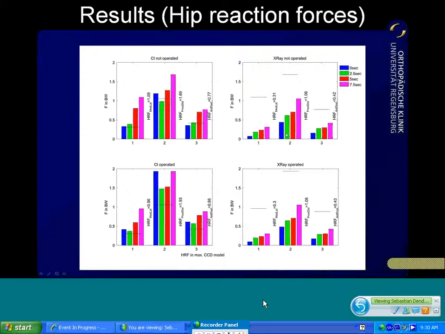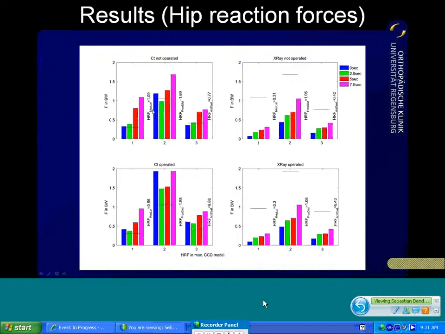The blue bars represent the hip reaction forces at the point of time 0 seconds. The green bar represents the point of time 2.5 seconds. The red bar represents the point of time of 5 seconds, and the magenta bar actually shows the hip reaction force at 7.5 seconds. The hip reaction forces appeared to match the literature data actually.